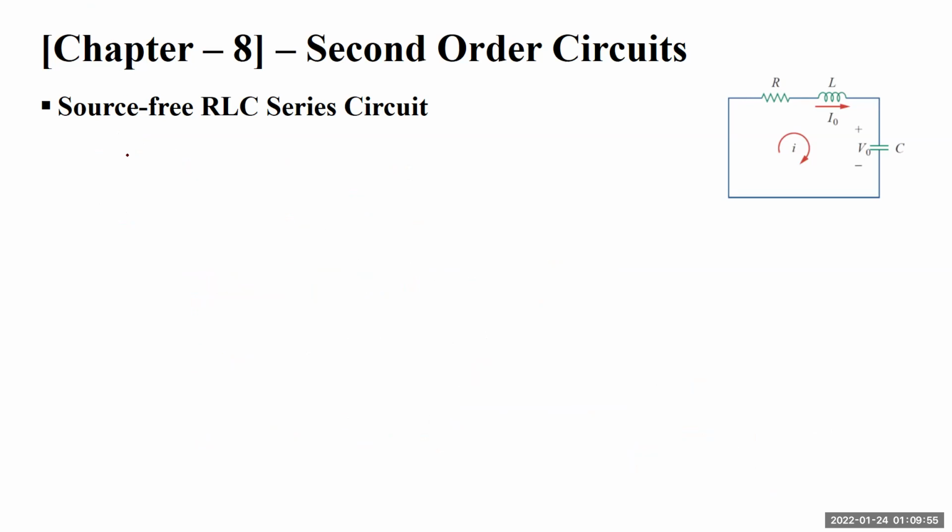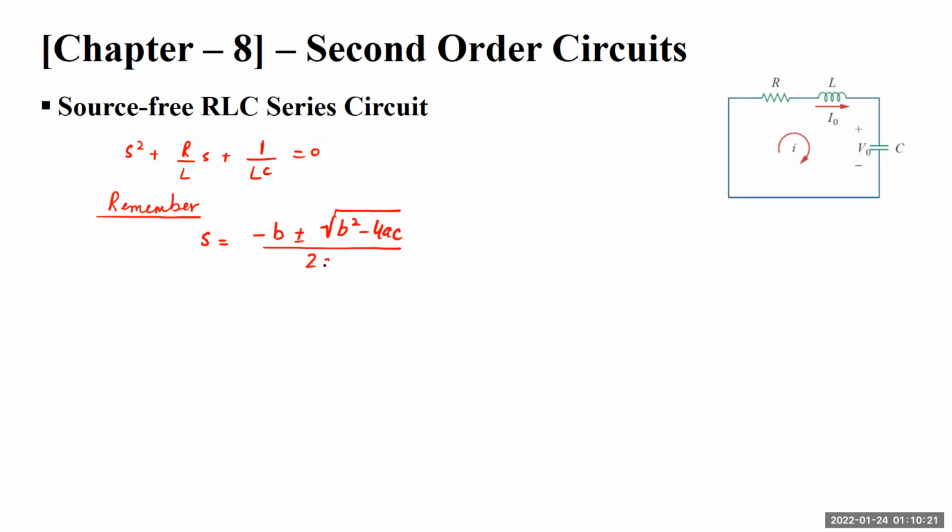So this is the quadratic equation we are left with: s square plus R by L s plus 1 by LC equals 0. Remember the formula for the solution of a quadratic equation: s is equal to minus b plus minus under root b square minus 4ac over 2a.